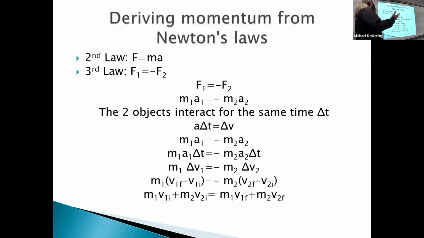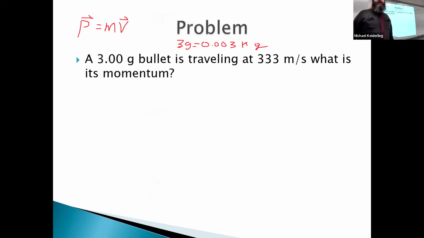Now, it's possible to derive momentum conservation from Newton's laws. You don't need to understand this in any detail. But the basic idea is that if you combine Newton's second law with Newton's third law, which says force 1 equals minus force 2, that means mass 1 times acceleration 1 equals minus mass 2 times acceleration 2. Acceleration times delta t is the change in v. And you can do a little math and end up with initial momentum equals final momentum. That's just an example. We don't have to go through that.